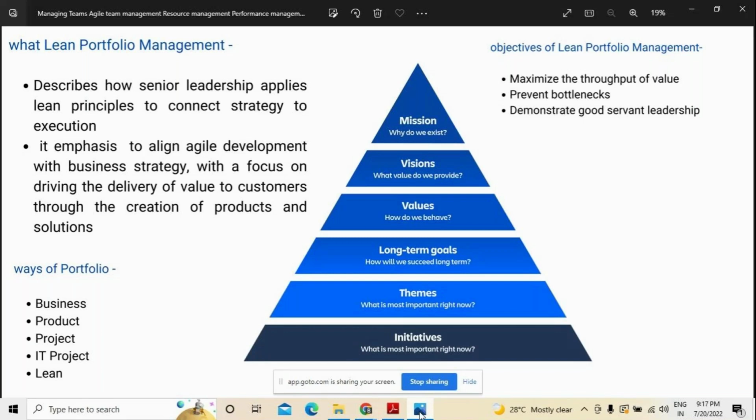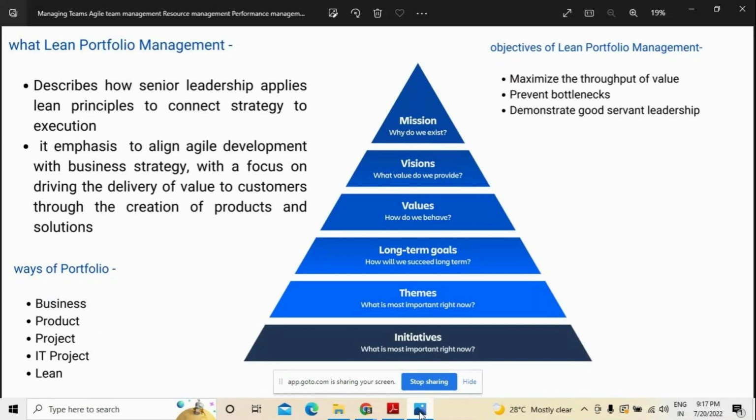Lean is a process of understanding, either a business process or manufacturing something, whereas agile is something relating to a way of approach, I can say. Agile development is a way of approach that is aligned with the kind of business strategies the customer has. So lean portfolio management majorly focuses on two different things, as I mentioned. One is how the senior management and the leadership need to apply the lean principles to connect the strategy towards the execution.